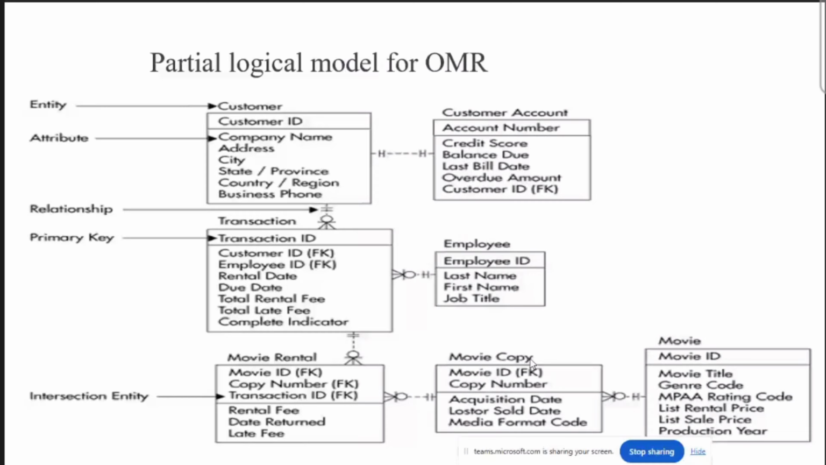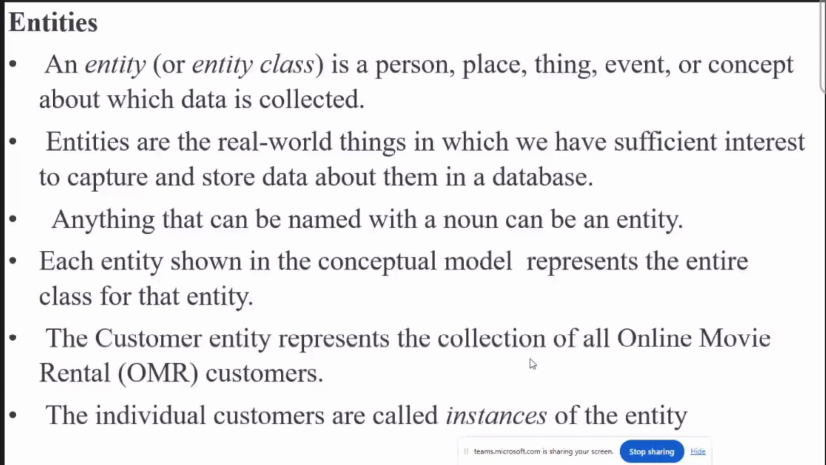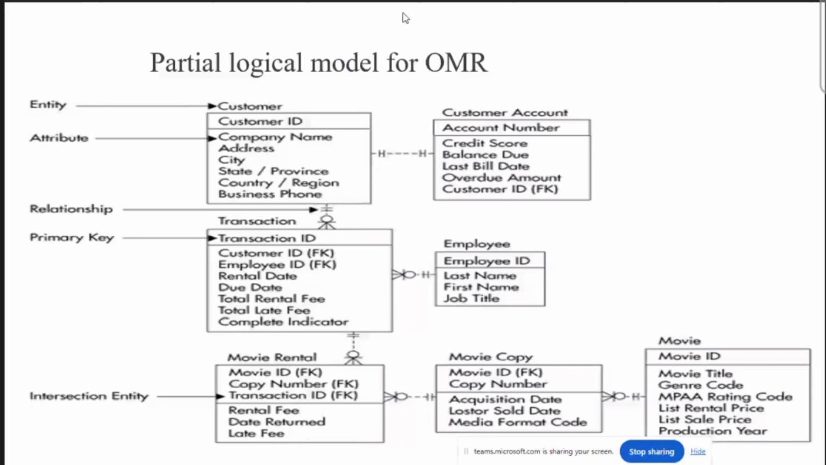So that's entities. So an entity or entity class is a person, a place, a thing, an event, or concept about which data is collected. Take note. Entities are the real world things. So when we look at the movie concept, the entities are customer. It's a real world activity.